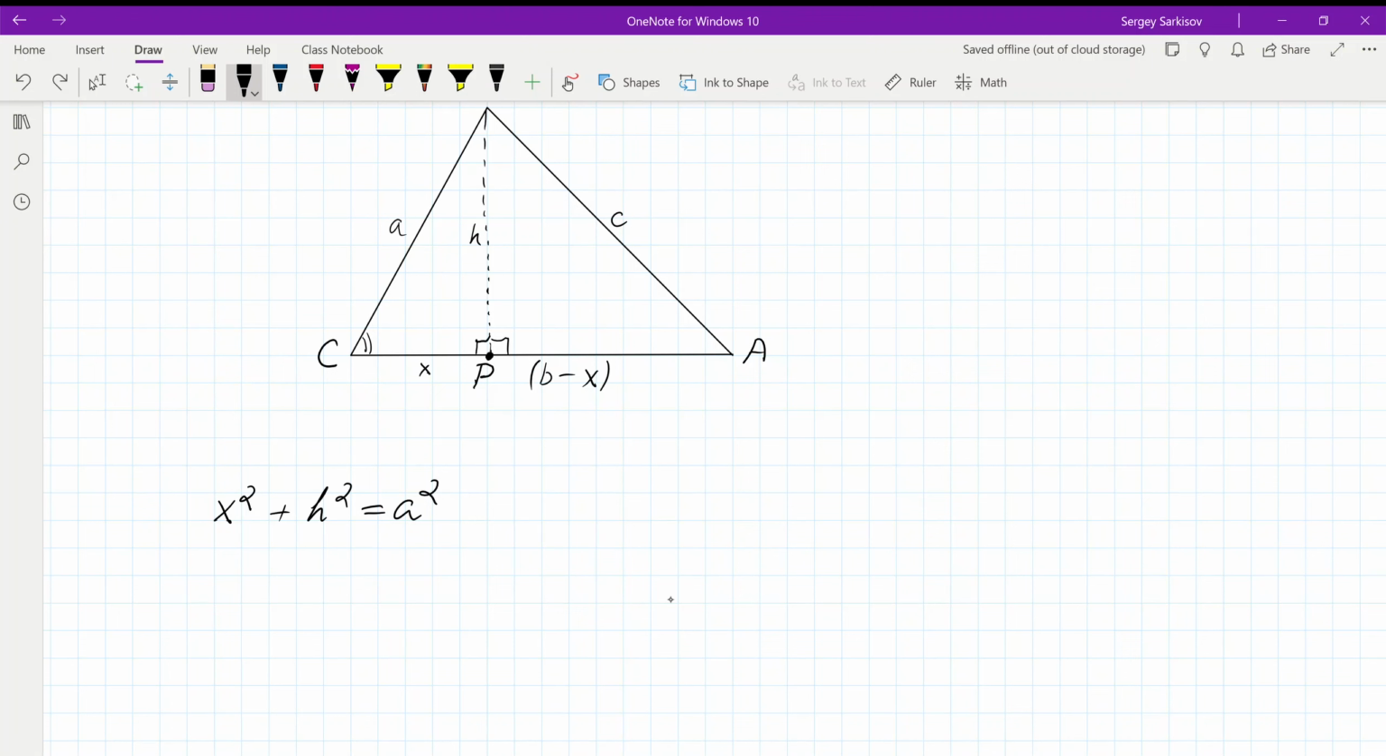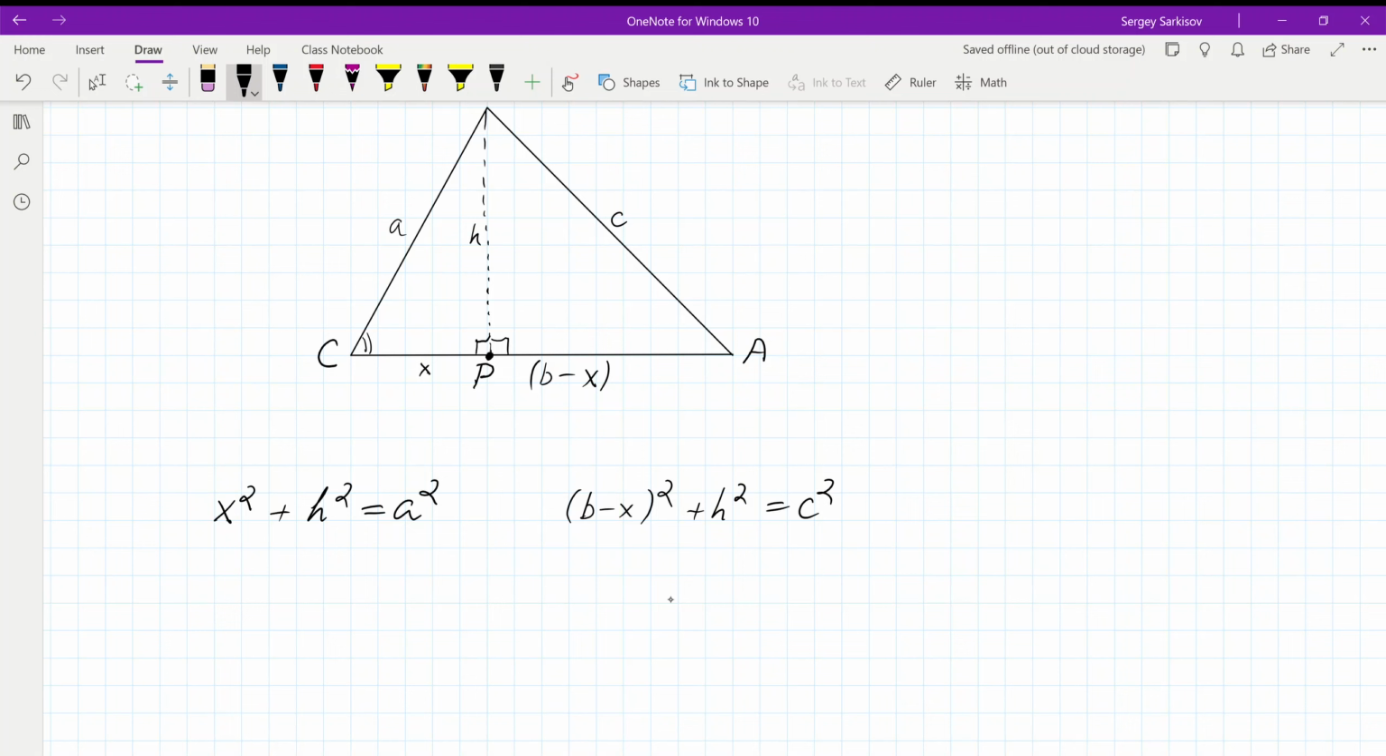But anyway, look, this is true, right? It's the Pythagorean theorem applied on the left right triangle. What about the right right triangle? We can do this. b minus x, that other side, right? b minus x squared plus h squared will equal to what? c squared, right? Now, you see h squared in both of them?